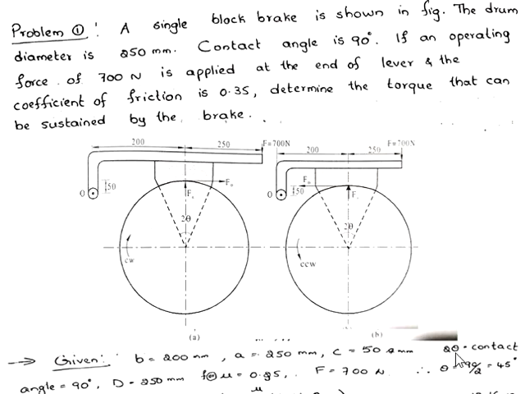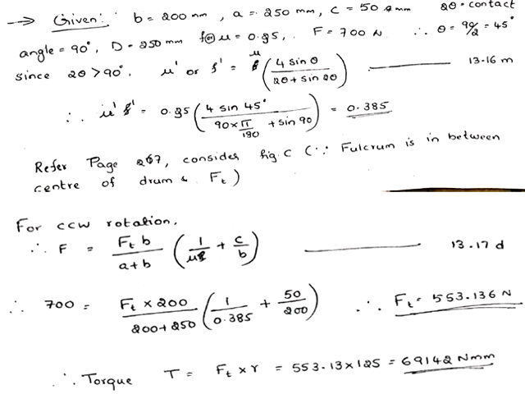Since the 2 theta value is given, first identify what theta is. So the theta value will be 90 by 2. Theta is 45 degrees here. The next important thing is, if the 2 theta value is equal to or greater than 90 degrees, we have to find out mu dash or f dash. Mu dash we can find using equation number 13.16.